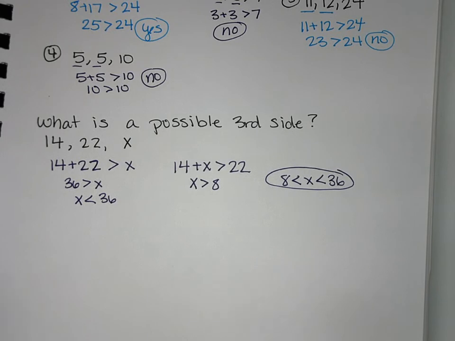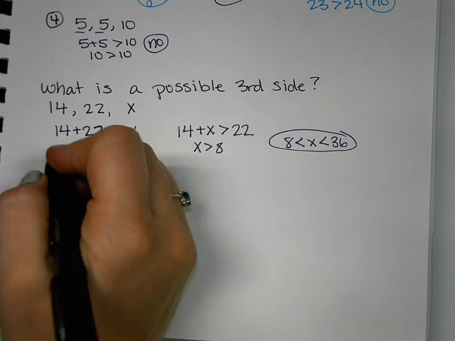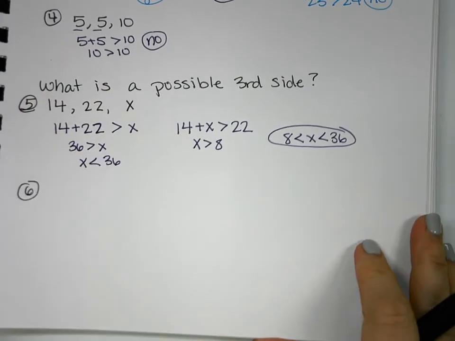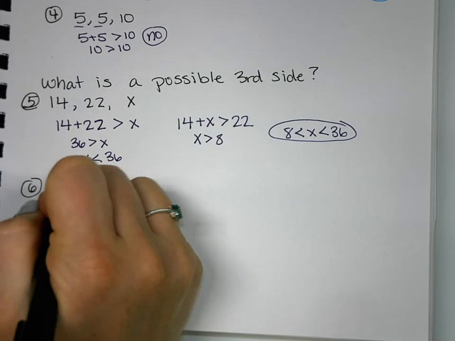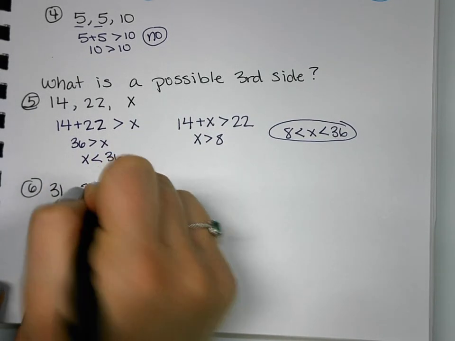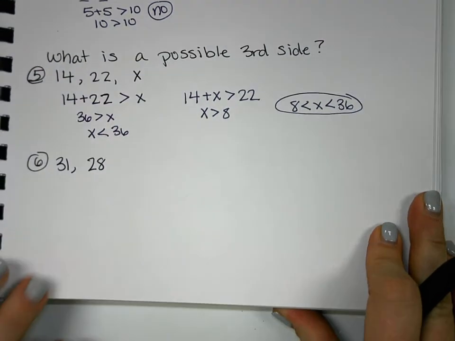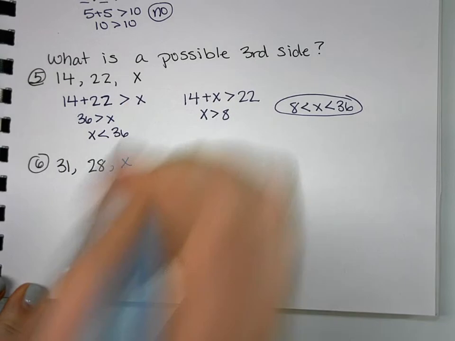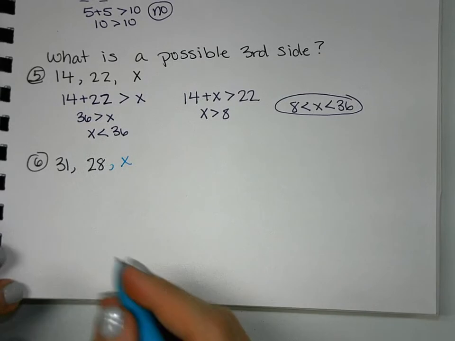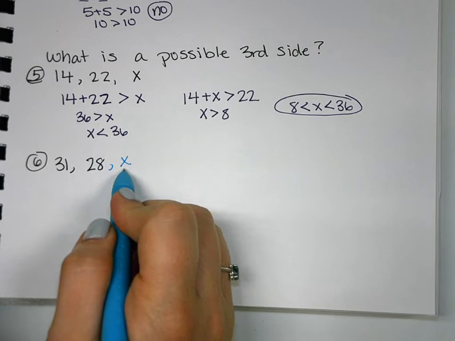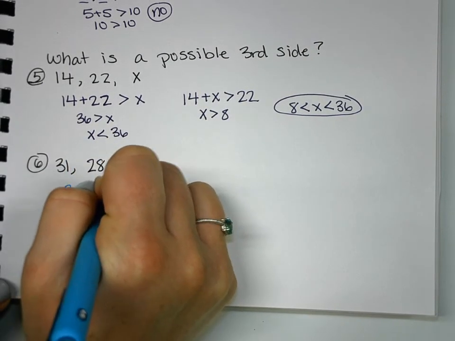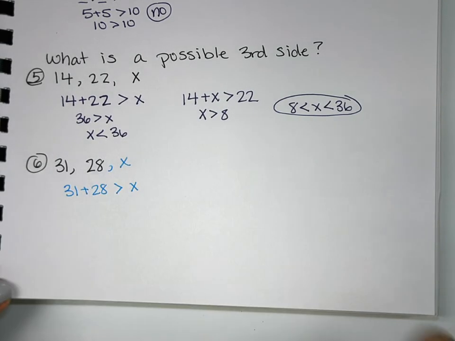So we're going to do a couple more of these just to practice getting the possible third side. So we can call that example 5, and we'll call this one 6. This one I'm going to give you 31 and 28. So again, I'm going to put in my x, so I know that's my third side. I'm going to start by assuming what if x is my largest? So 31 plus 28 has to add up to something bigger than x.